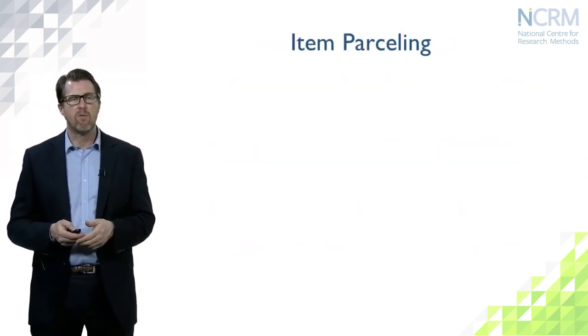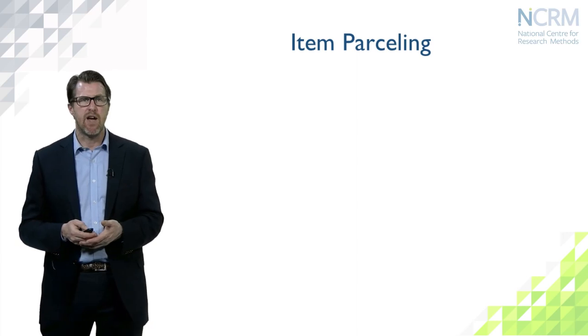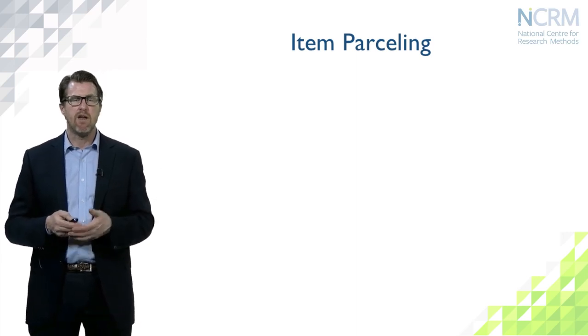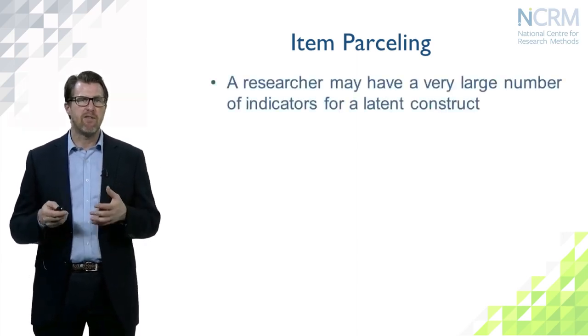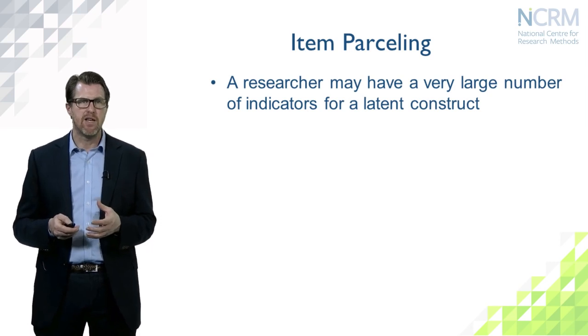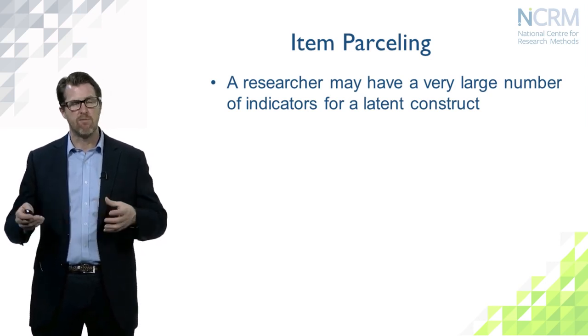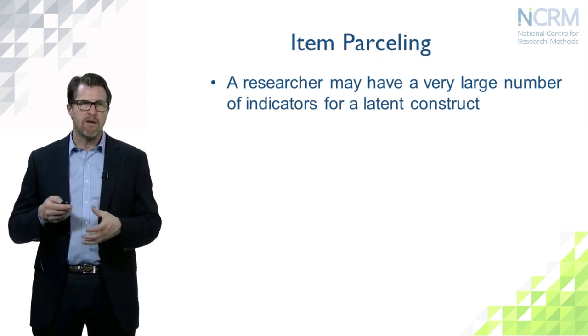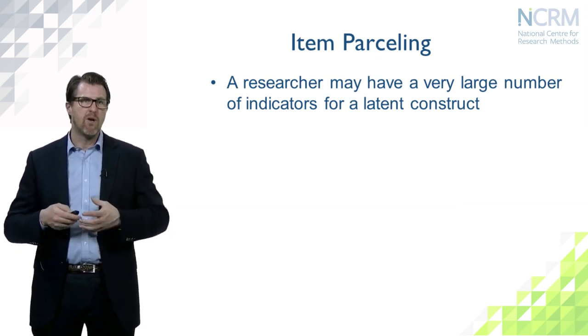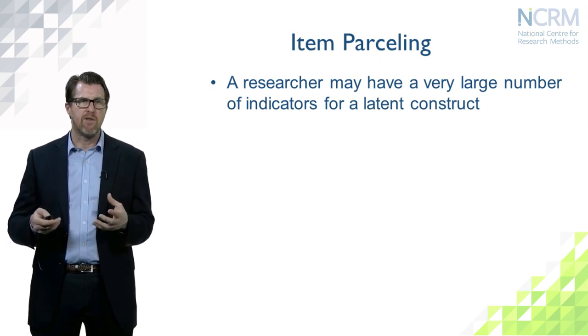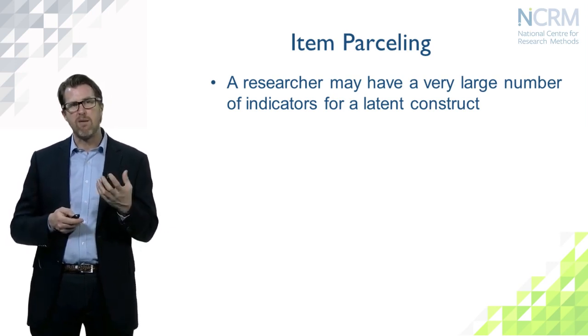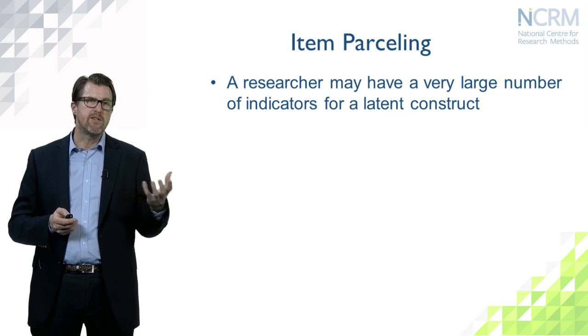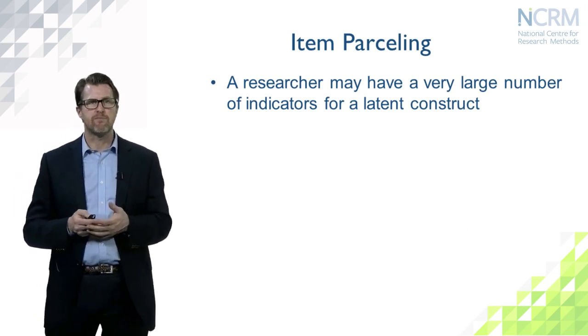Another common procedure in confirmatory factor analysis is when a researcher may have a very large number of indicators for a latent construct or for a number of latent constructs. This is quite often the case in psychology, where there are quite complex latent variables and each one maybe has 10, 12 or more indicators.